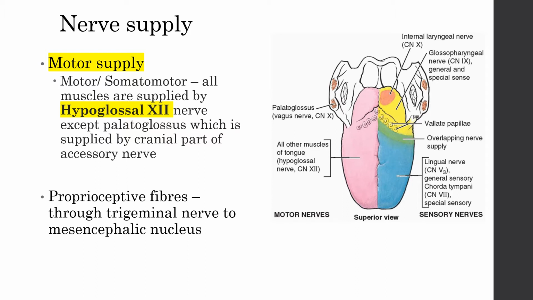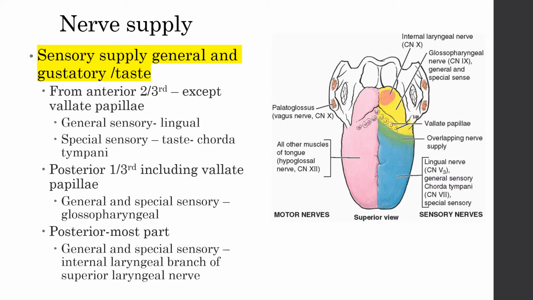All the muscles of tongue are supplied by hypoglossal, which is the 12th cranial nerve, except one muscle, that is palatoglossus. This is coming from palate, so it has the nerve supply of the palate, that is cranial part of accessory nerve. The proprioceptive fibers from the tongue traverse via the lingual nerve. They go through the trigeminal nerve and ultimately into the mesencephalic nucleus.